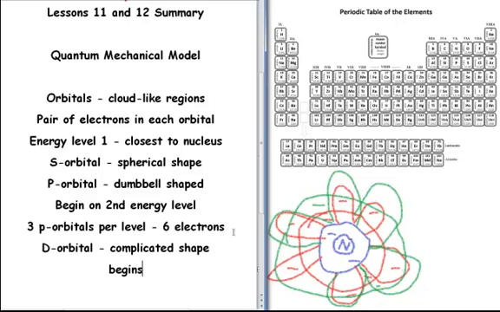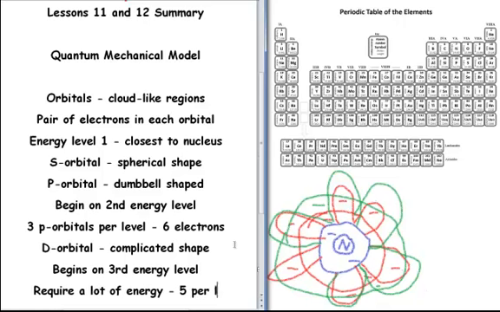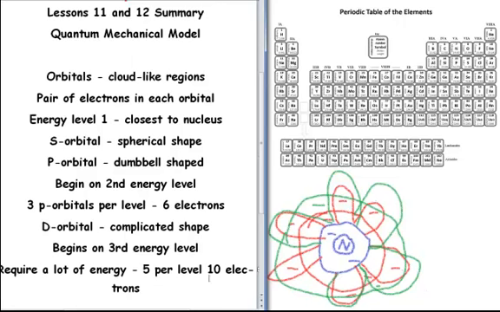The d orbitals, as I said, begin on the third energy level. They require a lot of energy. And there are 5 of them per level, which means they hold 10 electrons. Oops, ran out of space there. There we go. Okay, so we are not going to attempt to draw a d orbital. We're just going to stop and talk about it a little bit, okay?